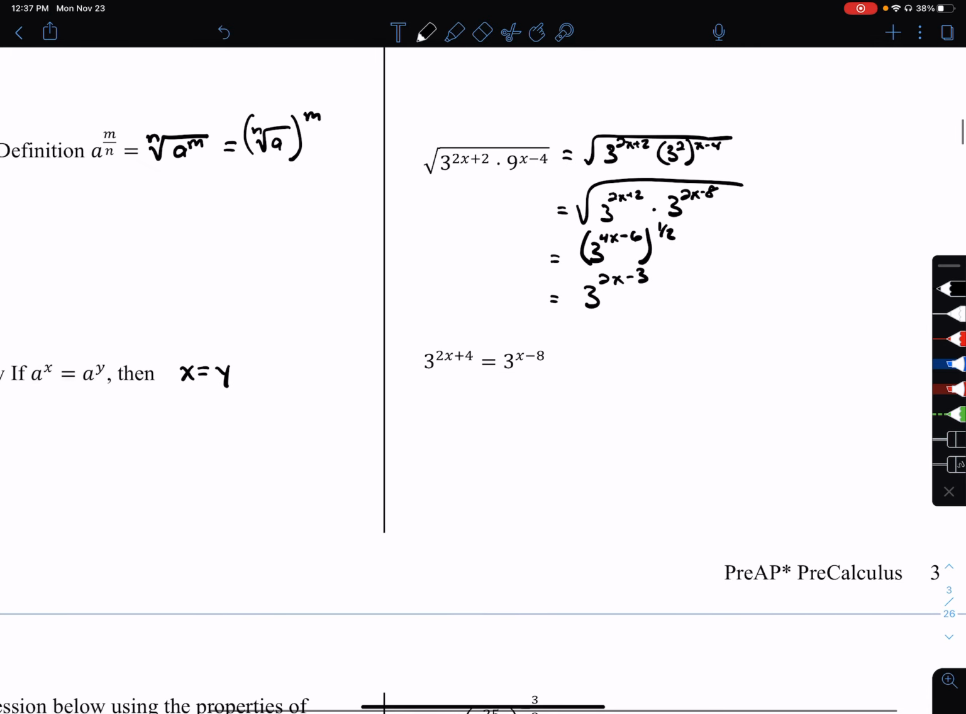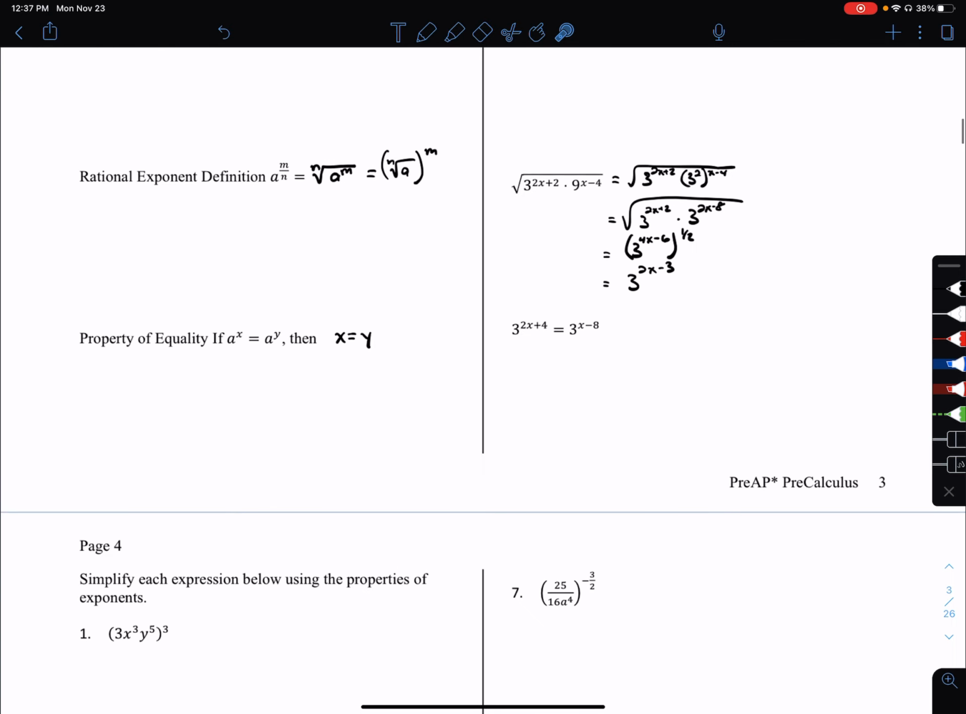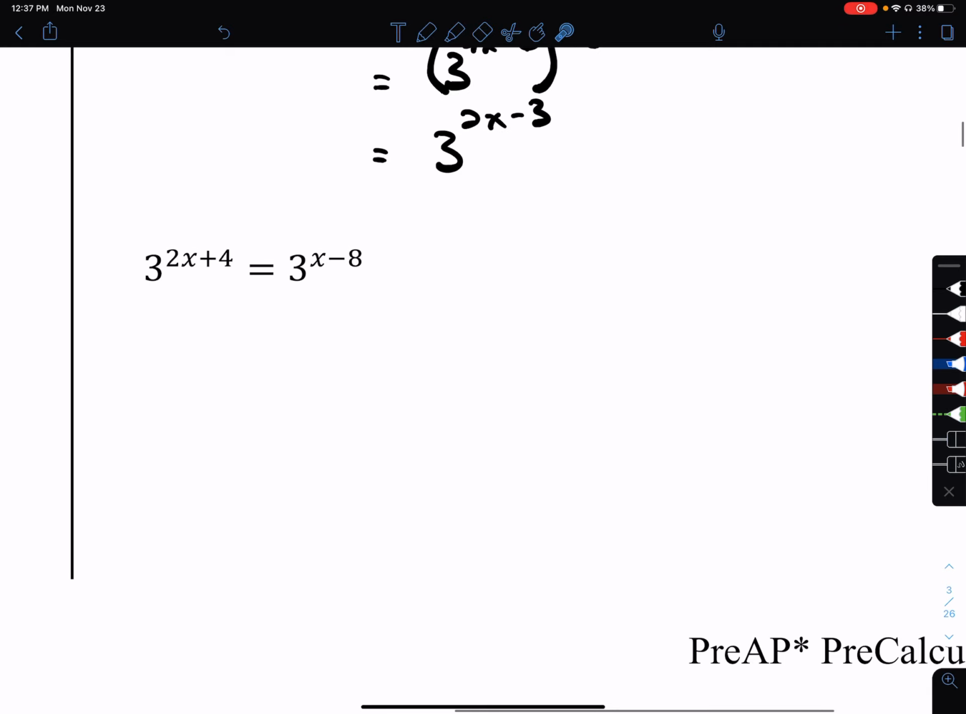Property of equality, so these directions up here, wow, they really shouldn't be there. Property of equality says that if you have a single base on each side and they're raised to an exponent, you can set the exponents equal to each other. That's what we have here. We have 3 to an exponent equals 3 to an exponent. Therefore, 2x plus 4 has to be the same as x minus 8. And then it's just simple algebra from here.